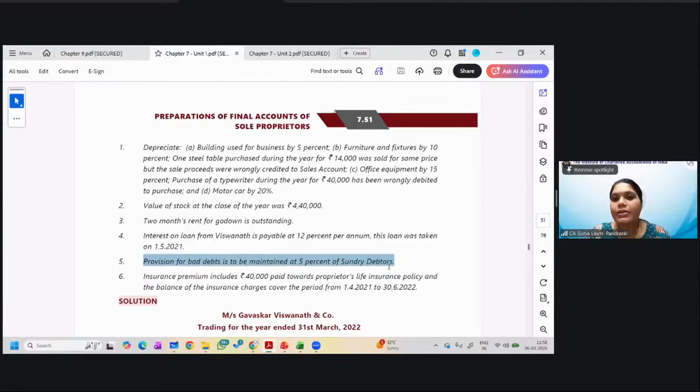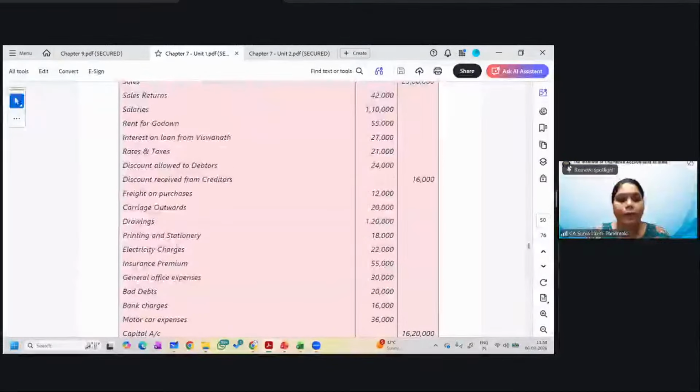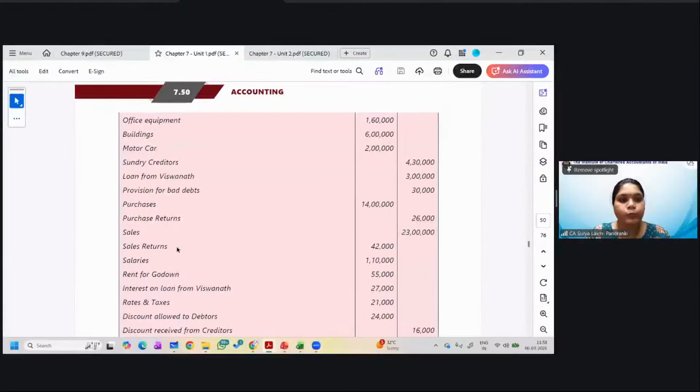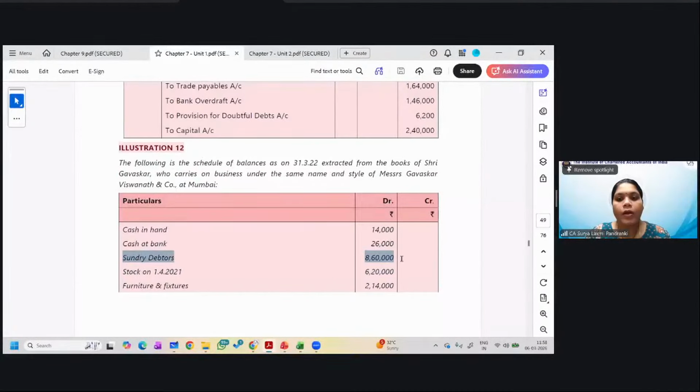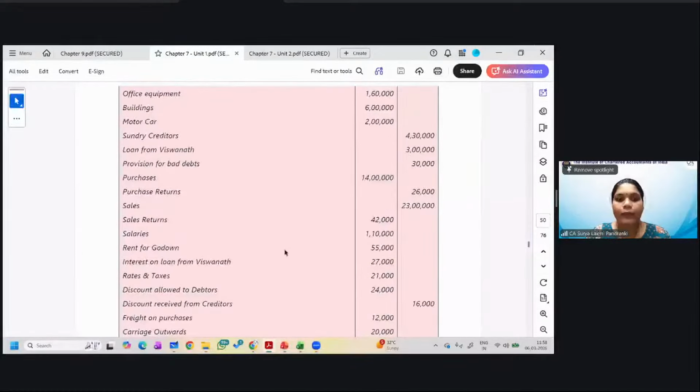How will you calculate this? This will be calculated on your debtors value. Where is the debtors value? On 8,60,000. So that will be your closing value. And what will be your opening value? This will be your opening value. If you do the calculation, then you will know what will be the balance for the current year to be taken to the P&L statement. Just calculate once. I want you all to do this because only then I will understand if you have clarity on provision for bad debts calculation. Just quickly calculate the value and tell me what should be taken to the P&L statement.